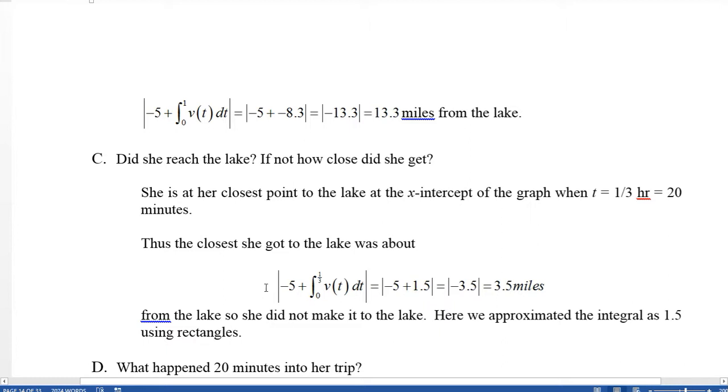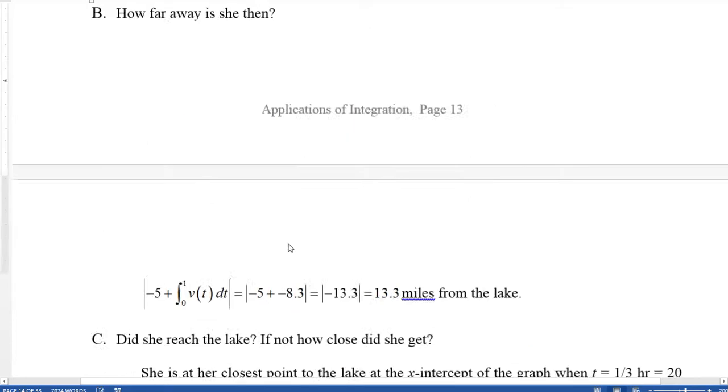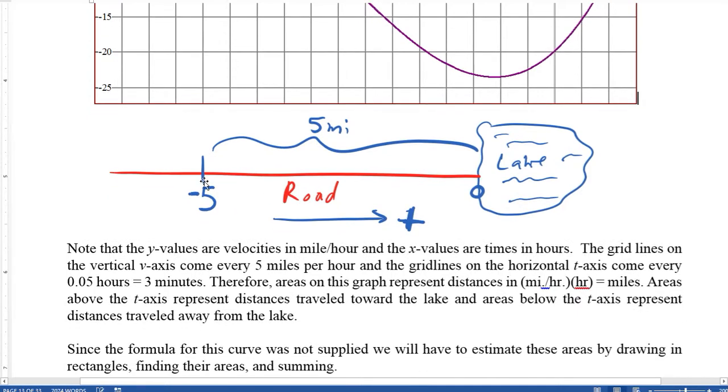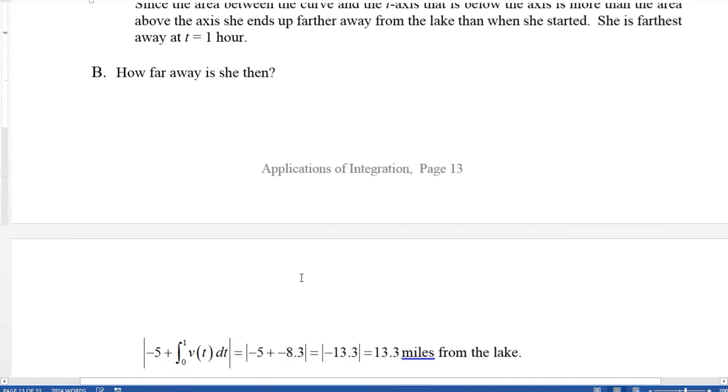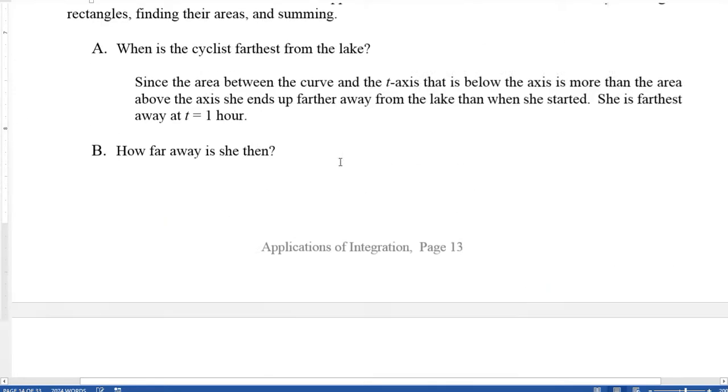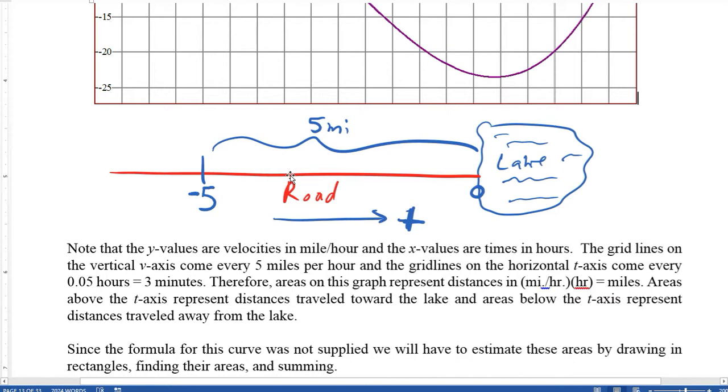So she started at negative 5. We add the integral from 0 to 1/3 of v of t dt, where 1/3 is that x-intercept at 1/3 comma 0. And then we integrate there, and I got about 1.5. That 1.5 represents this area right here. So she went 1.5 to the right, and that's as close as she got, which is still 3.5 miles from the lake before she turned around and went back the other direction. So she ends up 3.5 miles to the left of the lake at negative 3.5 on the coordinate system here, 1.5 miles to the right of where she started.